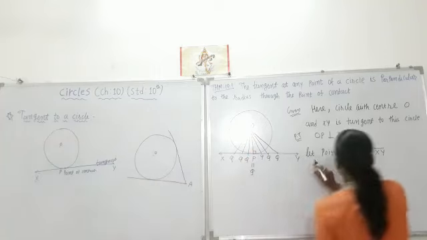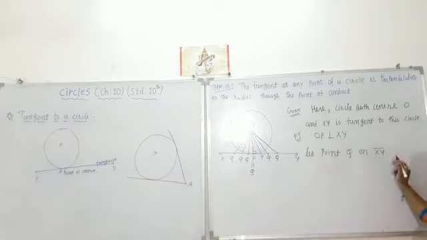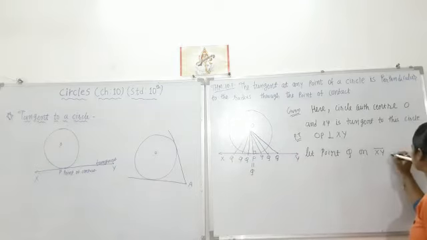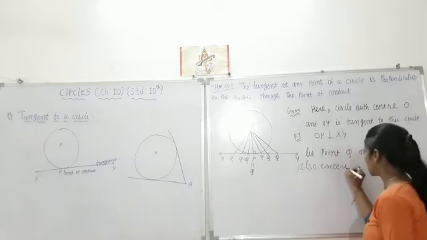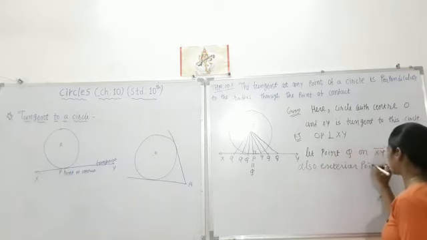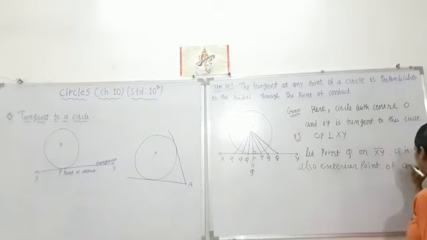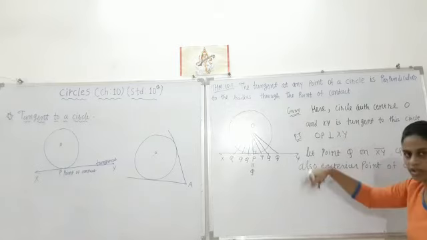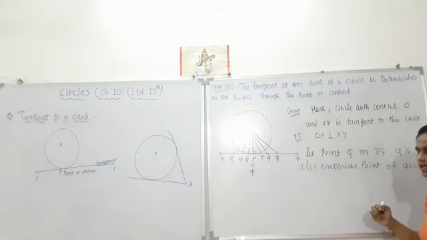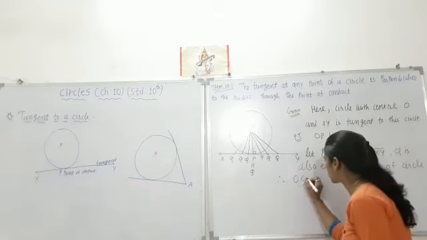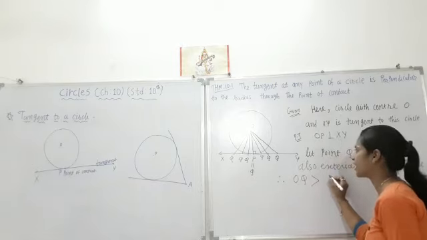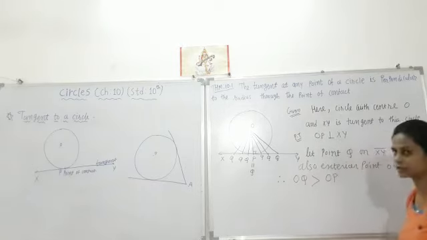So you write here, let point Q be on XY. Q is also an exterior point of the circle. This is an exterior point of the circle, that means outside of the circle. Therefore, your OQ distance is more than your OP distance.